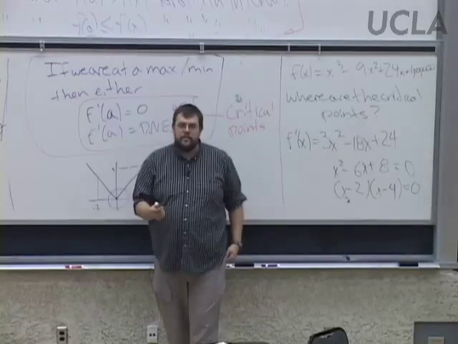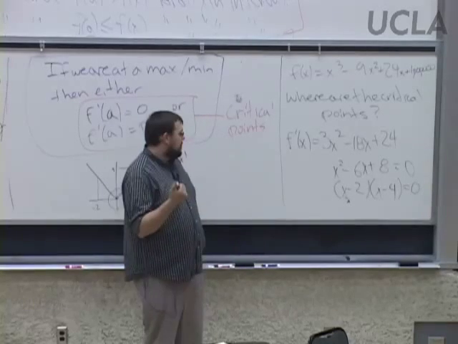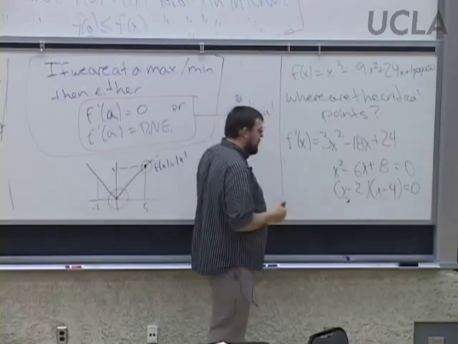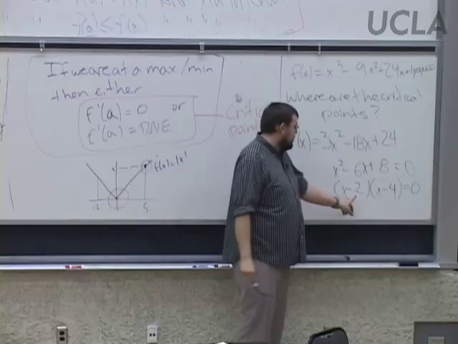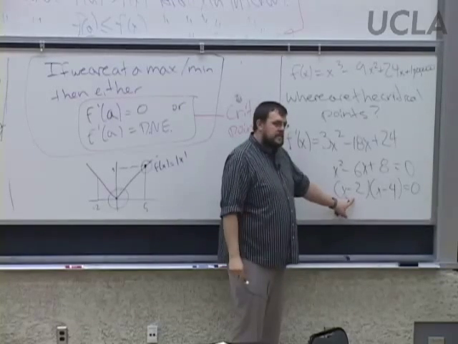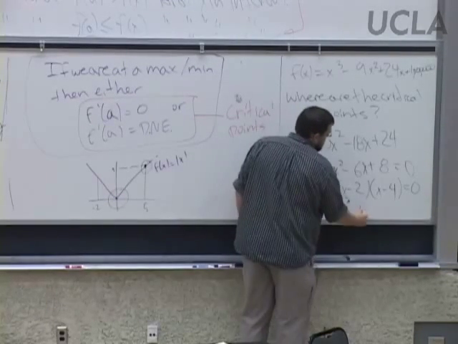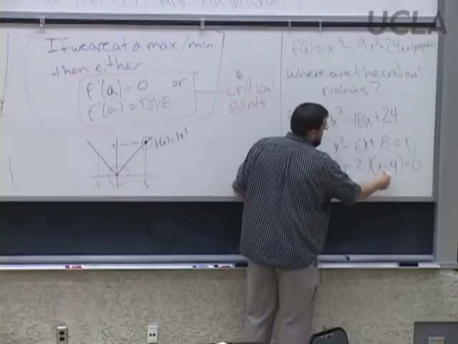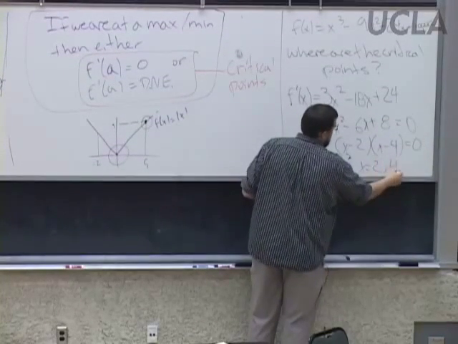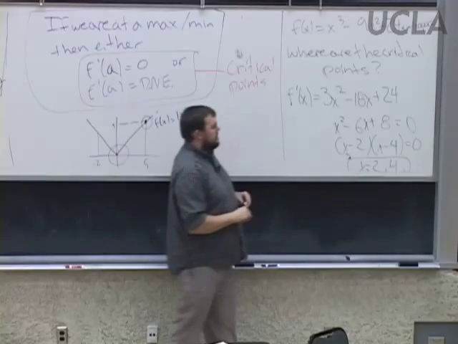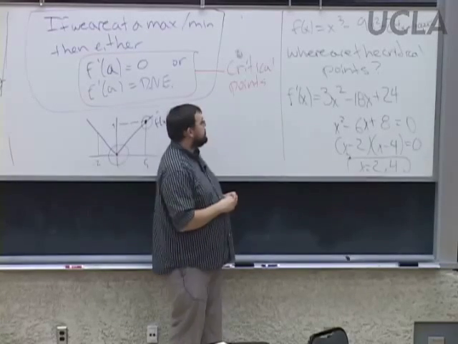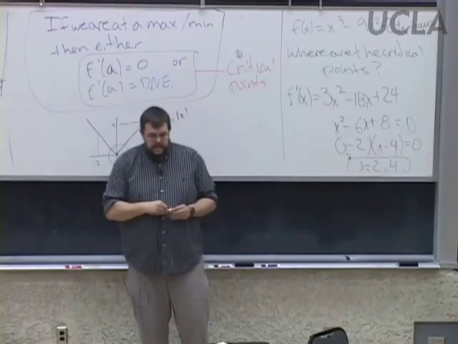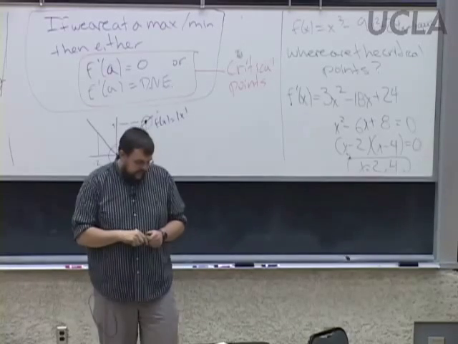And the really cool part about this is if I have two things multiplying together and they equal 0, one of them has to equal 0. So this tells me that one option is x equals 2, and the other option is x equals 4. So here are the critical points. They're going to be at 2 and 4. And the points 2 and 4 will be important points for our function.